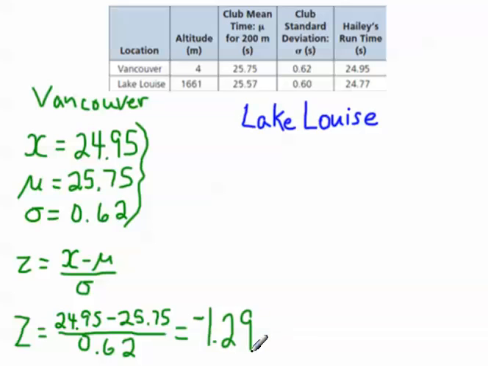Two decimal places is good normally for z-scores. Later we'll learn about z-score tables, and they are normally recorded to 2 decimal places. So negative 1.29, that's our z-score. We'll look at that after, and we'll compare it to the number from Lake Louise.